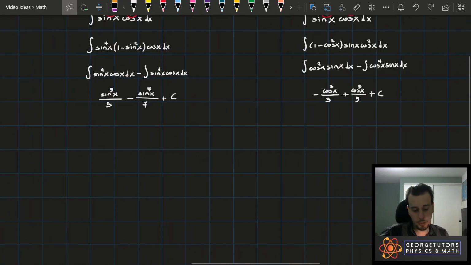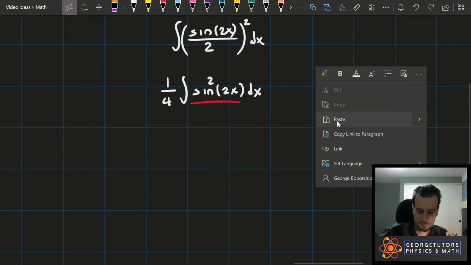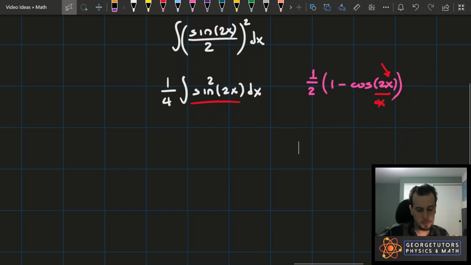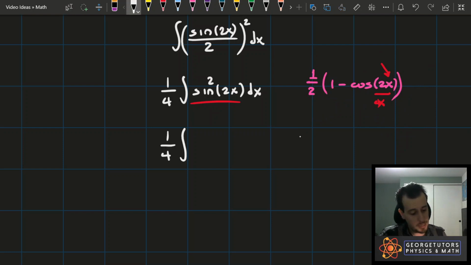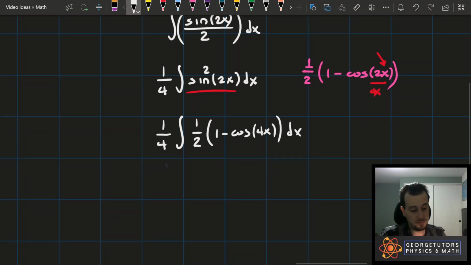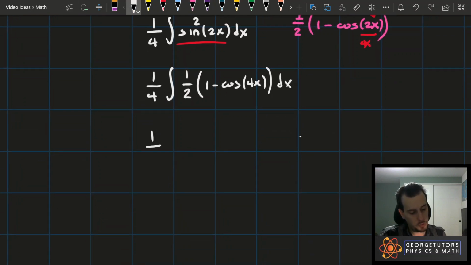So I'm going to copy it, and I'm going to bring it over here to show you again how I'm going to do it. This is what I'm replacing with in the next step. So I leave the 1/4 again untouched. I'm going to go ahead and take in here right now what? Well, 1/2 bracket 1 minus cosine of 4x right now, and then dx. That's it. So the 1/2 will be pulled all the way outside, and we will have a 1/8 now.